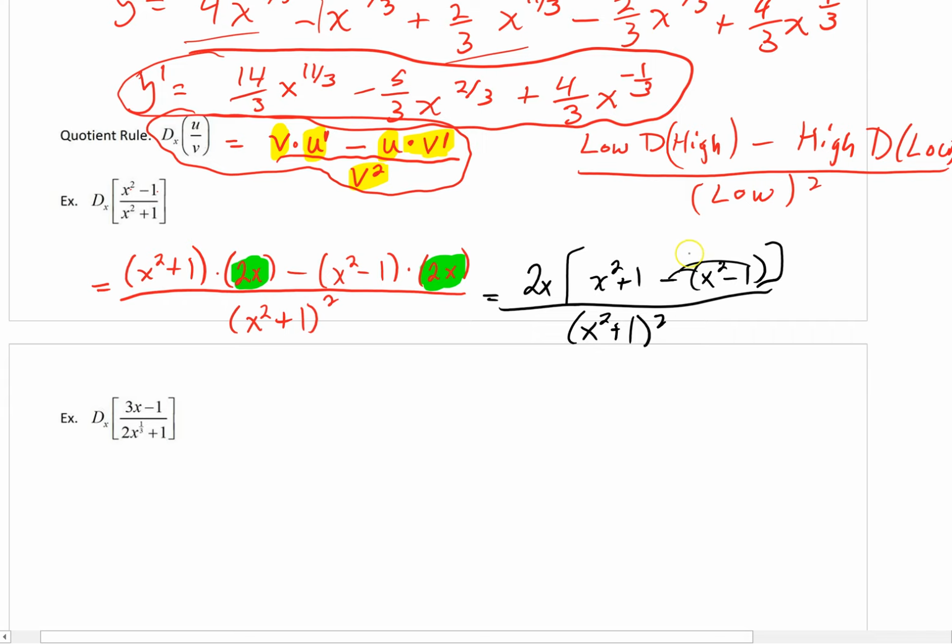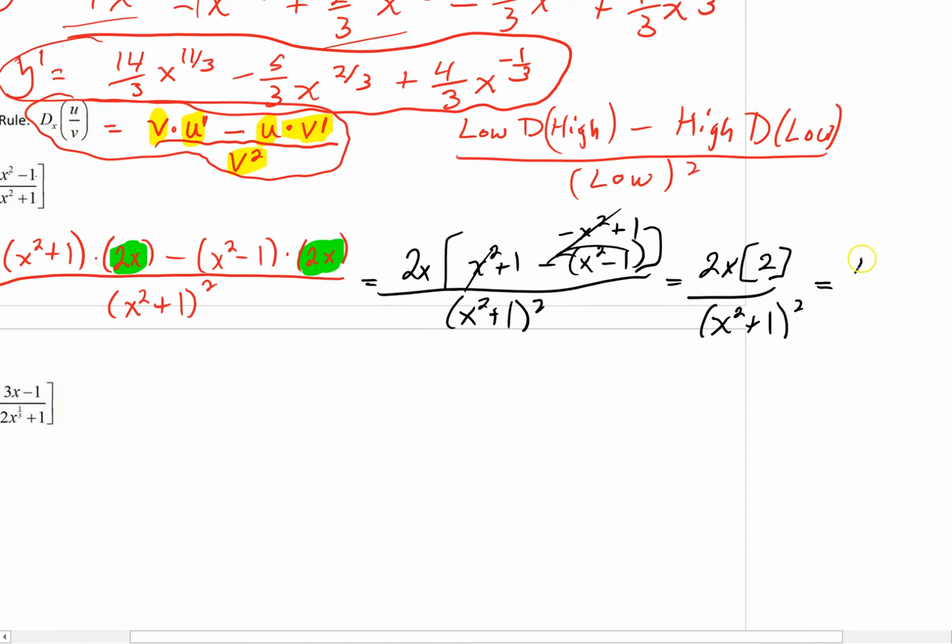Look at this. When you distribute that negative, you get a negative x squared plus a 1. This x squared and the minus x squared cancel. 1 plus 1 is a 2. By the way, I think kids might say, oh my gosh, you don't even need to write that 2 out. Just multiply it together. Of course. You get 4x all over x squared plus 1, whole thing squared.